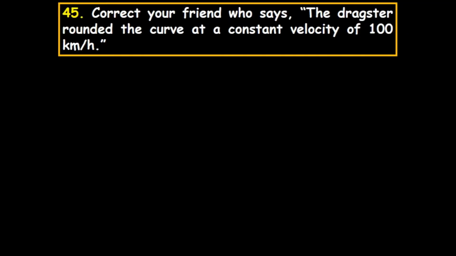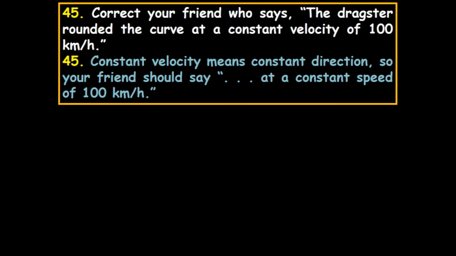Correct your friend who says the dragster rounded the curve at a constant velocity of 100 kilometers per hour. Aha, it wasn't a constant velocity because the direction was changing. Constant velocity means constant direction. So your friend should say at a constant speed of 100 kilometers per hour.